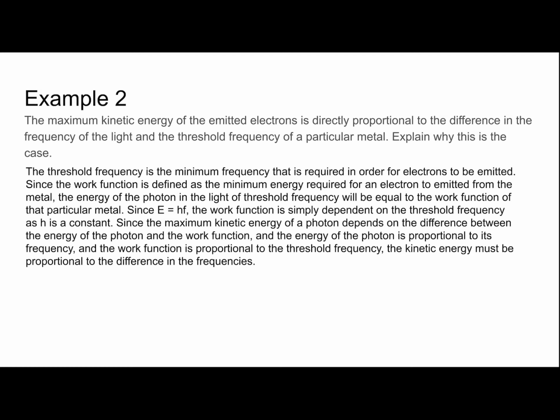And we can actually have a mathematical proof. We know that the work function is equal to the threshold frequency times Planck's constant. Therefore, the maximum Ek is equal to the energy of the photon minus the work function, which equals hf, the frequency of the light, minus h times the threshold frequency. We can factor out the common multiplier, which is h. So the maximum Ek equals h times the difference of the frequencies, and because h is a constant, we can say that Ek is proportional to the frequency minus the threshold frequency, which is what the question required.